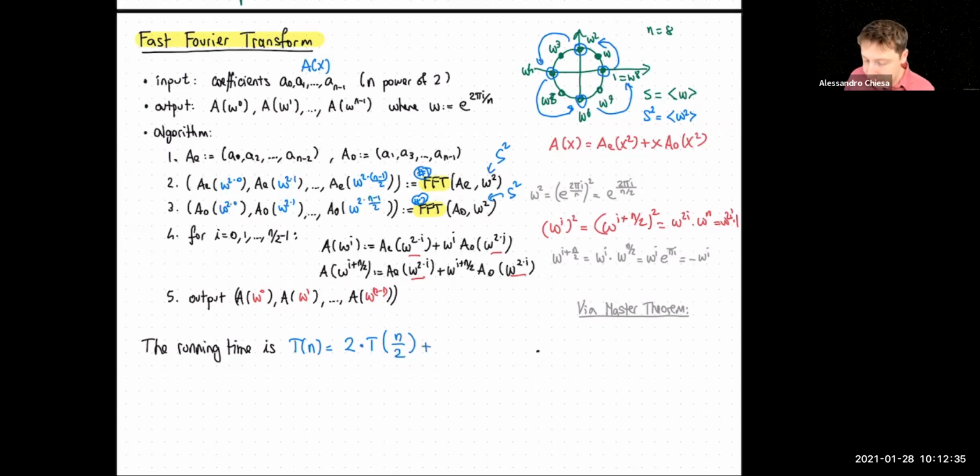And then I have a recombination cost, which is over here, a linear number of operations, because I have a loop that consists of n over 2 things, and each time I'm making a constant number of operations. So it's plus order of n. And this works out to be order of n log n, because this is the balanced case. This is a balanced tree. At every layer of the tree, I'm paying order of n cost, and there are log n layers in the tree. So overall, it's n log n.